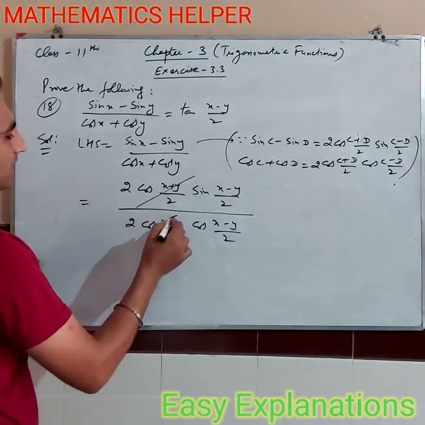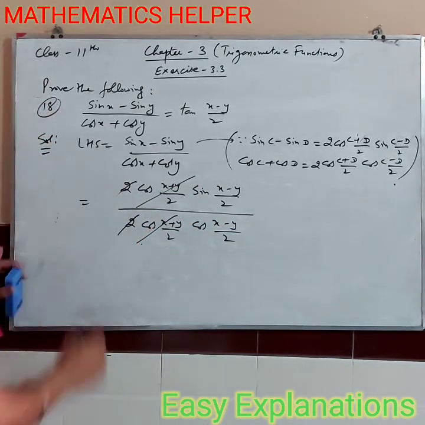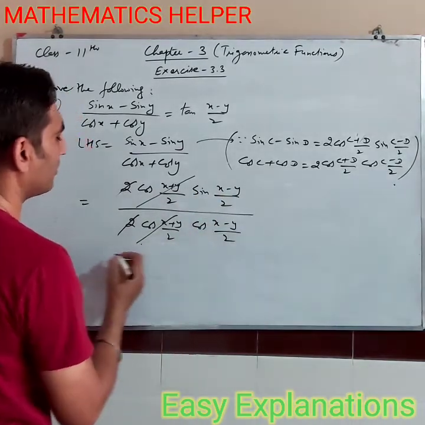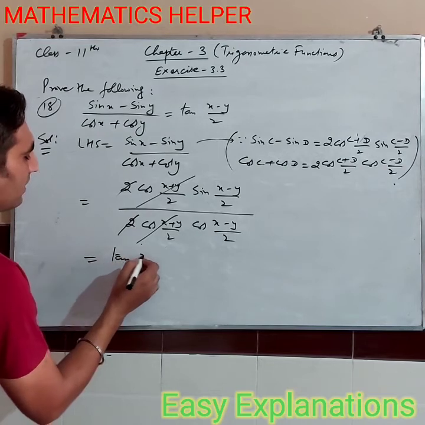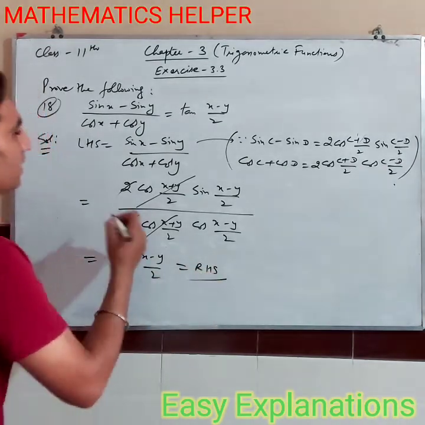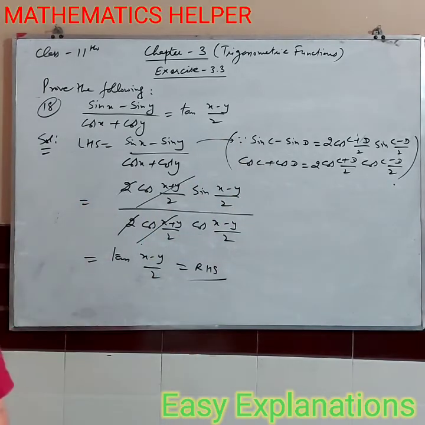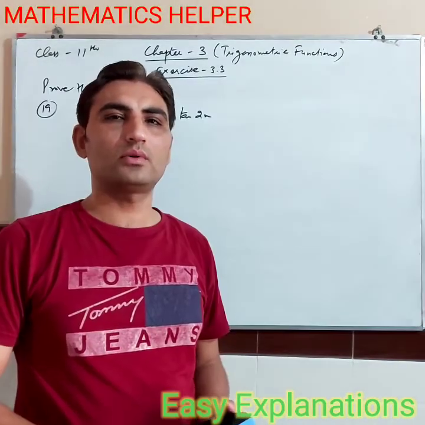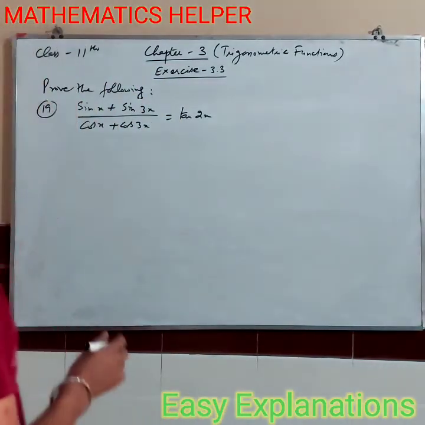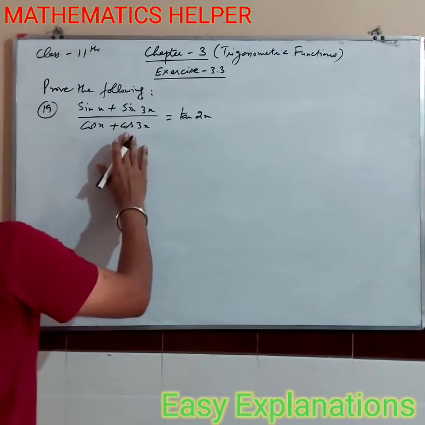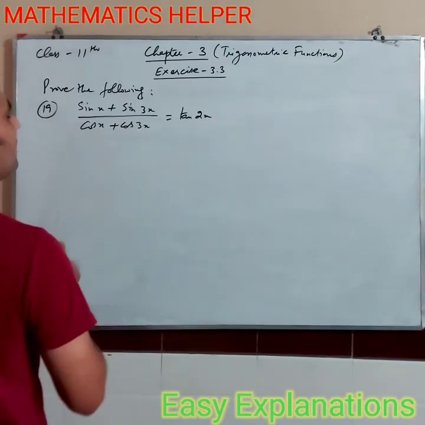Here we have exactly the same value. They are cancelled. What is sine (x minus y) over 2 over cos (x minus y) over 2? We can mark it as tan (x minus y) over 2, which is our right side of equality. This was the easiest one. Now see what is given in question number 19. Question number 19 is (sine x plus sine 3x) over (cos x plus cos 3x) equal to tan 2x.